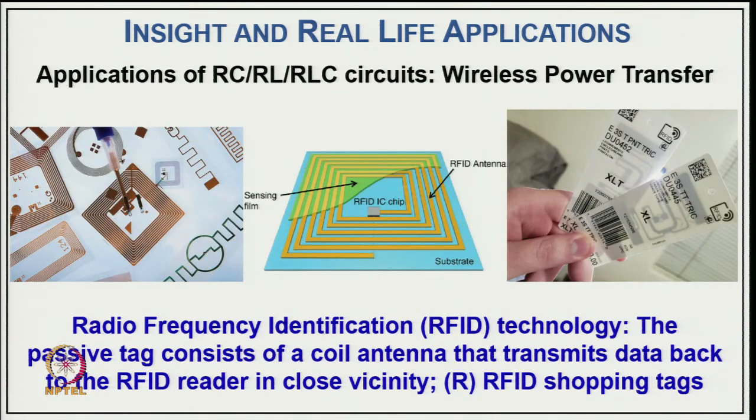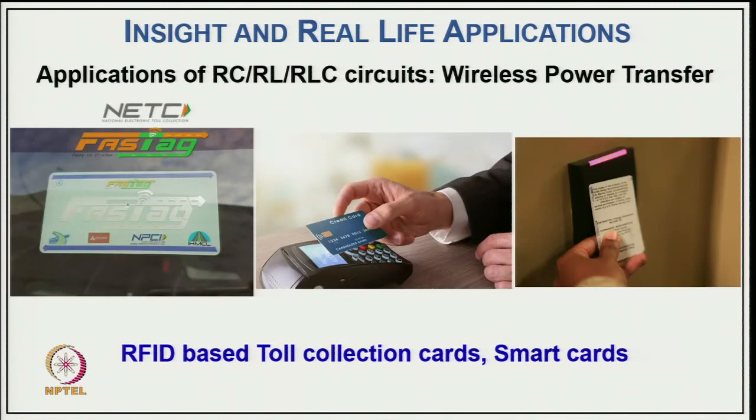This concept is now practically used for wireless power transfer in many applications, like radio frequency identification, RFID technology. The passive tag consists of a coil antenna that transmits the data back to the RFID reader in close vicinity, as in RFID shopping tags, as you can clearly see. This concept you will probably understand more from day to day life.